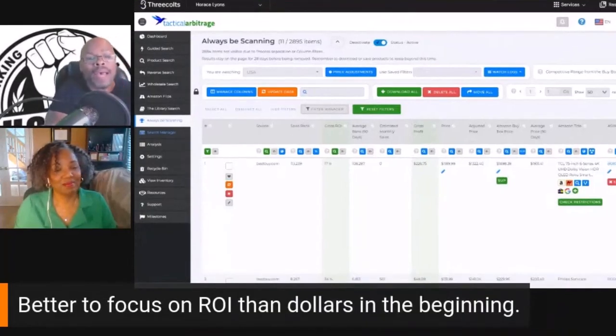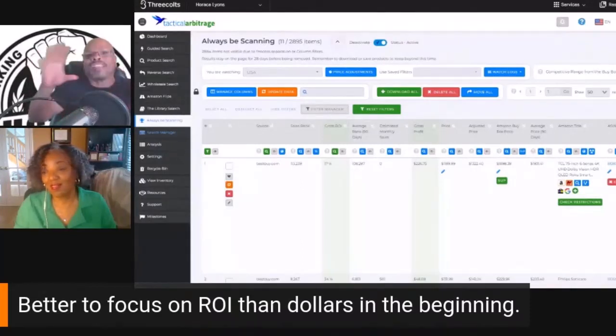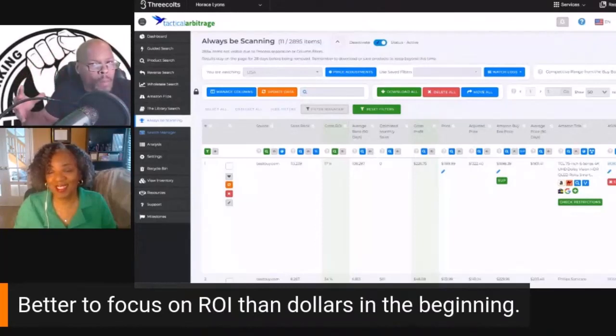Okay. Better to focus on return on investment than dollar amount of profit in the beginning. Because for example, if you can get 20 to 30% and you focus on that, even though the actual dollar amount may not seem like much, you'll get that. That's part of getting your momentum going. Because see, everybody wants the big dollars. And that's why everybody don't make it in this business.